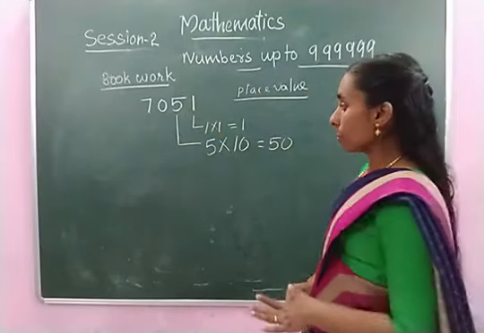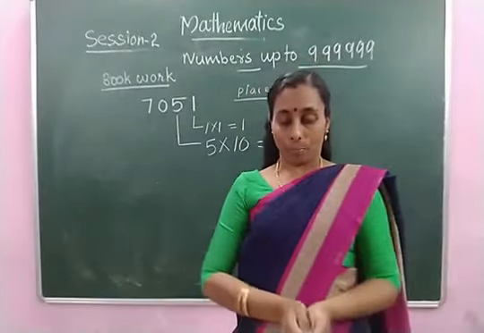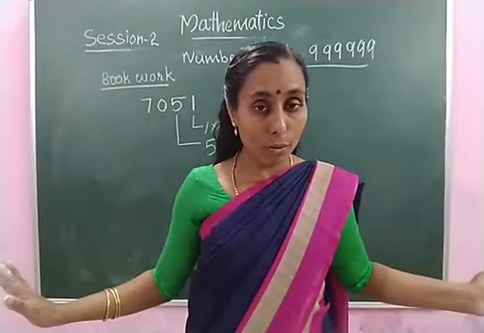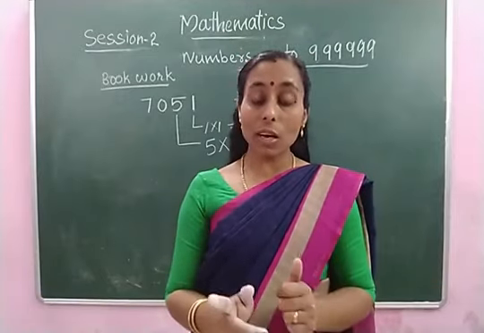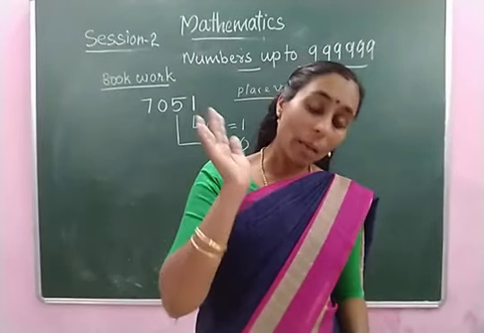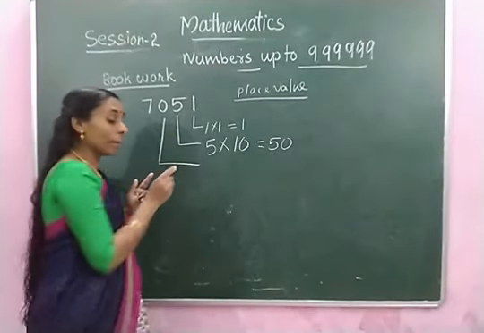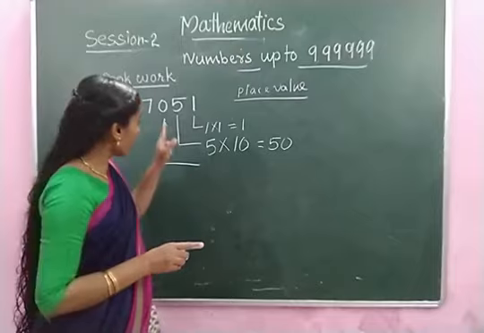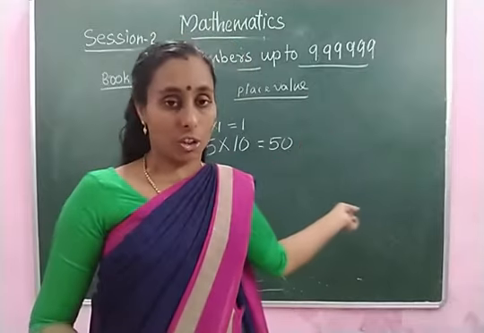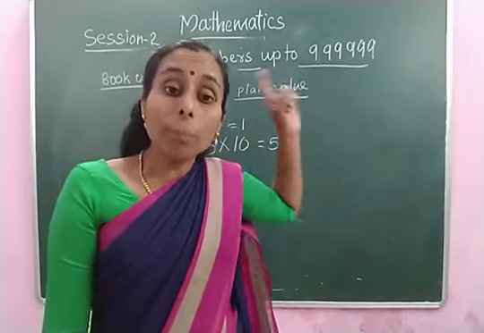Then here we have to remember that place value of 0 is always 0. There is no other value for 0. What is the place value of 0? Wherever it is placed, the place value will be 0. Why? Whenever we multiply a number with 0, we get 0. We told that to get the place value, we have to multiply the number with the place.